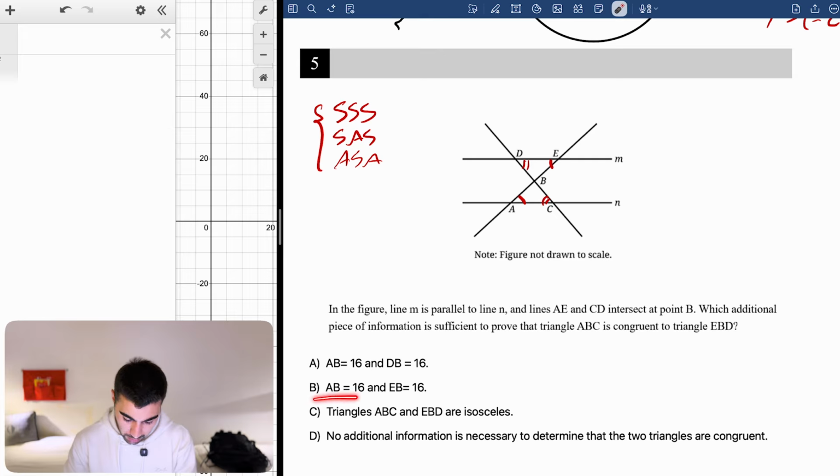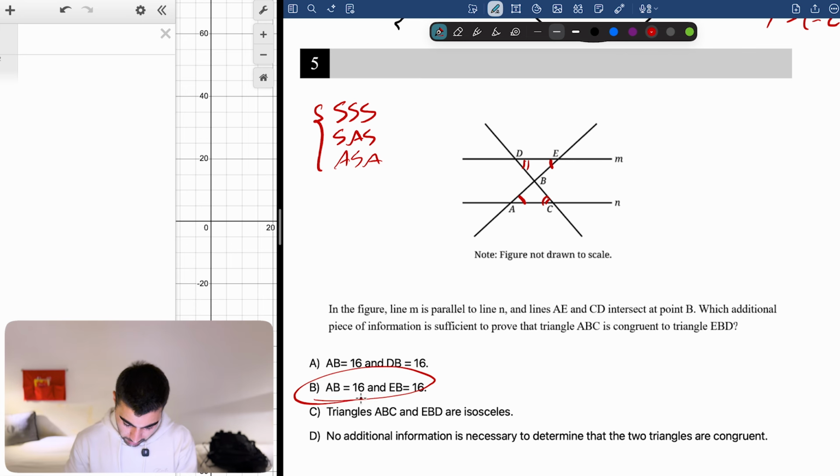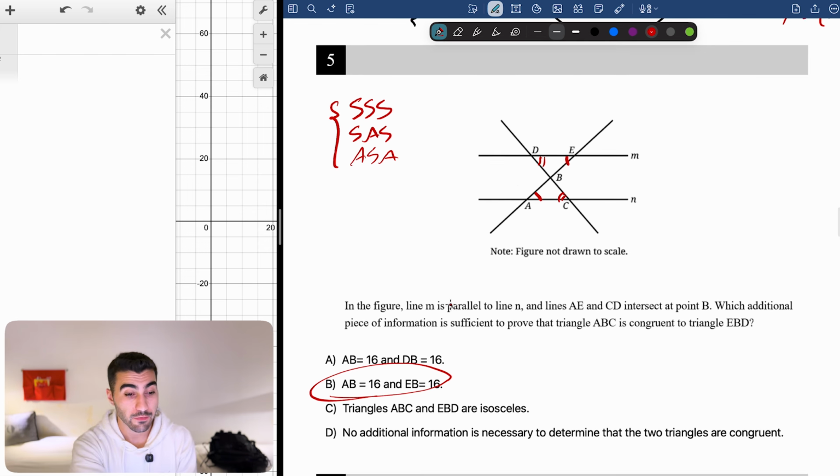Let's check choice B. AB is 16 and then EB is 16. So now this angle and this angle, the side between them is 16. This angle and this angle, the side between them is 16. So these are two congruent triangles and choice B is going to be the answer. If choice B is satisfied, then the two triangles are going to be congruent. That's how you do this question.